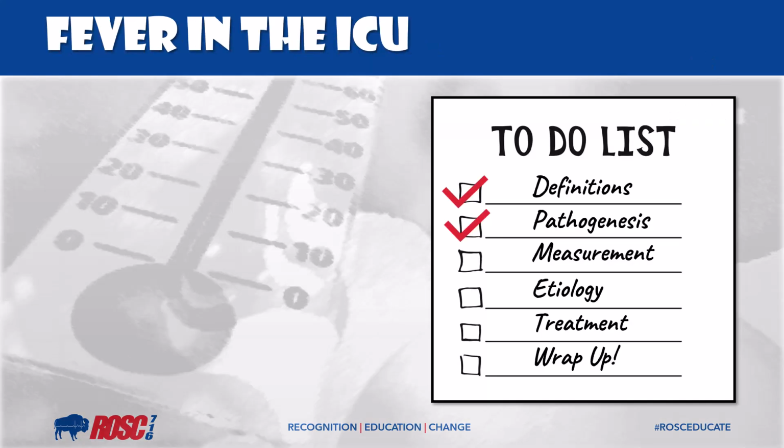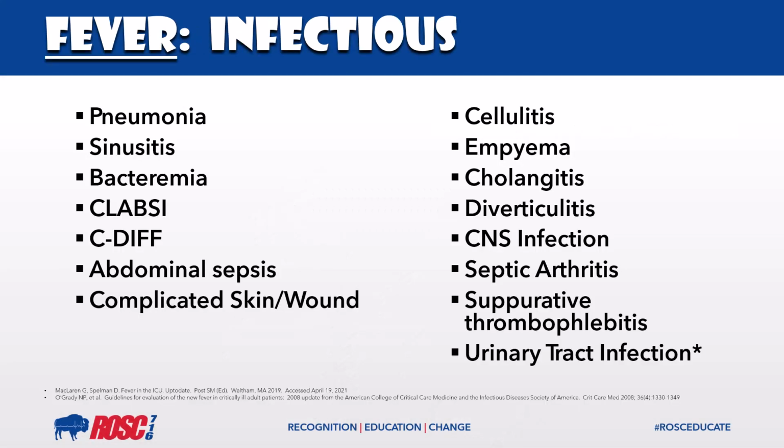Alrighty, so we've gone over definitions, pathogenesis, accurate measurement of temperature in the ICU, and now let's talk a little about etiology or causes of fever. So as we know, many fevers in the ICU can be from infectious sources. This includes pneumonia, bacteremia, central line acquired bloodstream infections, C. diff, complicated wounds, empyema, CNS infections, even suppurative thrombophlebitis. Lastly, urinary tract infections. I'd like to spend a little more time on this topic.